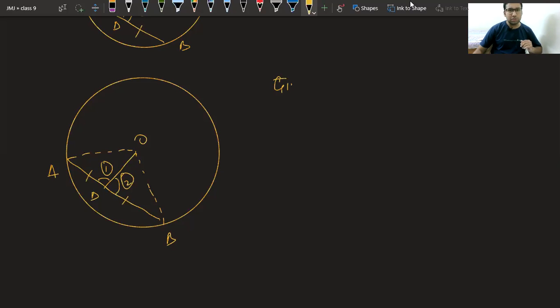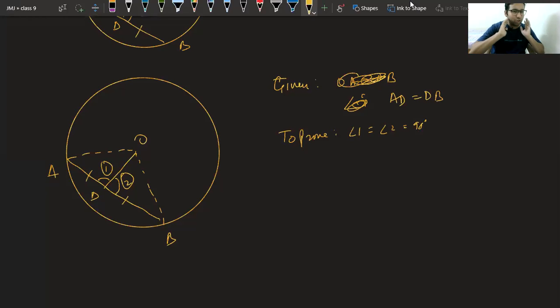So given to us OA is equal to OB. Sorry, we already know this, these radii are equal. So given actually AD is equal to DB. To prove angle 1 equal to angle 2 equal to 90 degrees. I leave it on you. We have done a lot of questions based on this. Time is less. So please, all of you, try to prove these angles equal to 90 degrees.